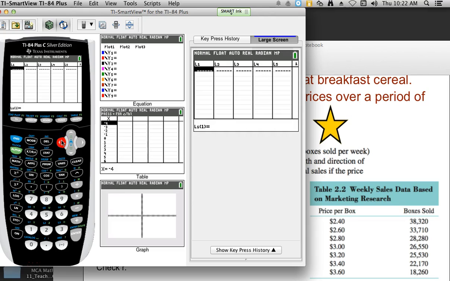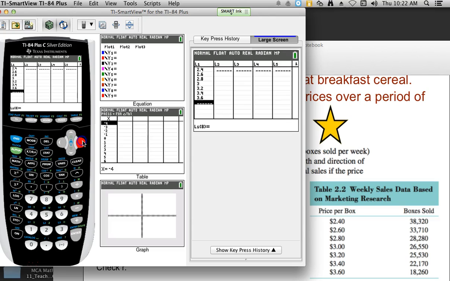But I need to get those prices of oat cereal in here. So 2.4, 2.6, 2.8, 3, 3.2, 3.4, and 3.6. All of them? Yep.